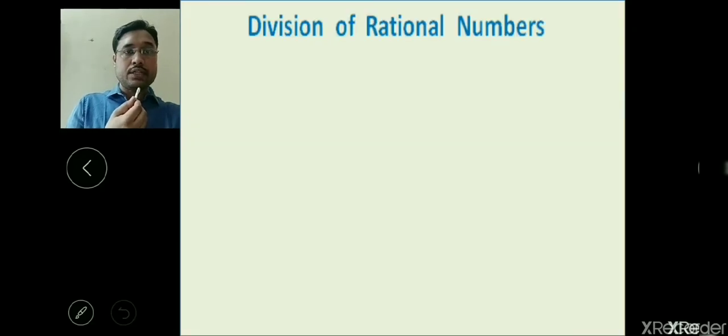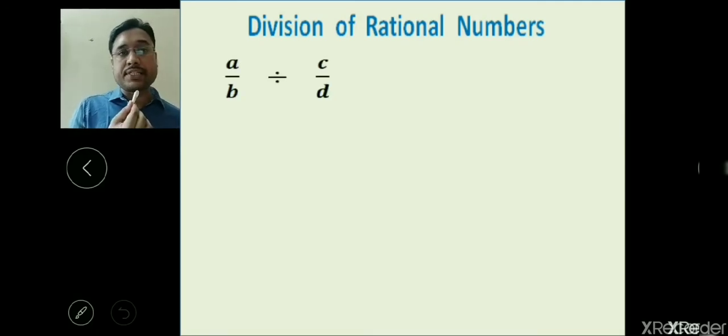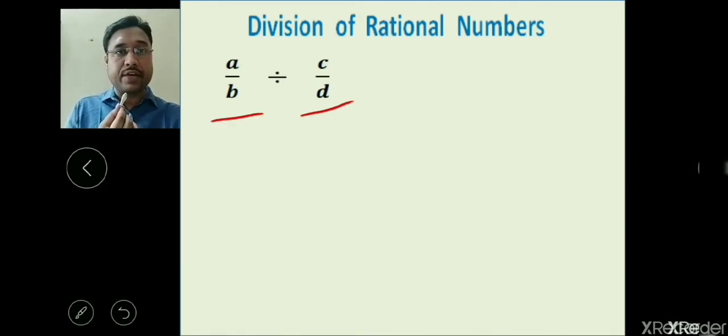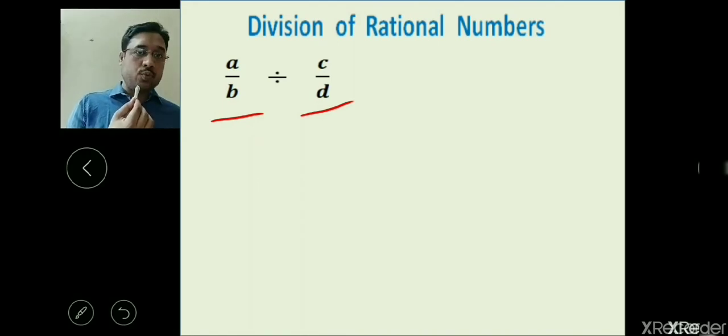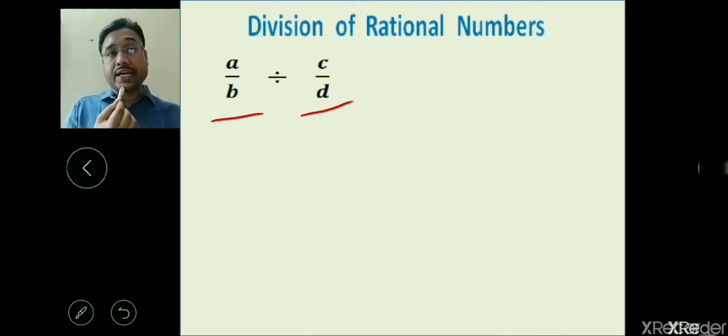Now you can see the division. Division of rational numbers is like this: a by b divided by c by d. Here a by b is the dividend, which is divided by the divisor c by d. So c by d is the second rational number and a by b is the first. When you write the multiply sign at the place of division, you take the reciprocal of the second rational number, that is the divisor, and make it the multiplicative inverse.